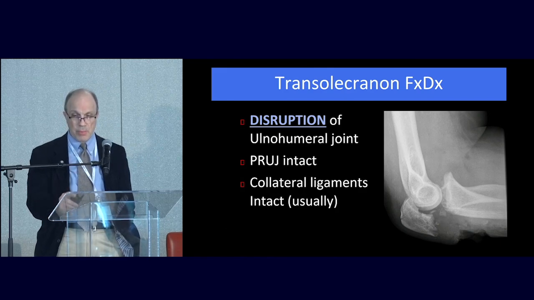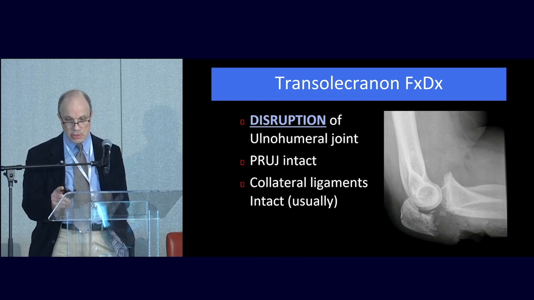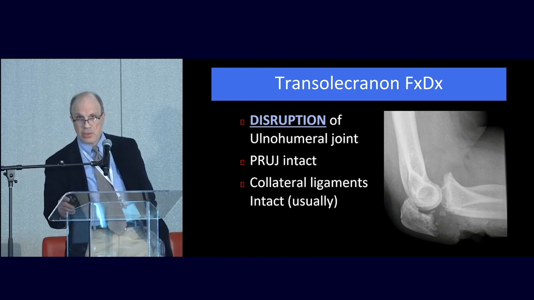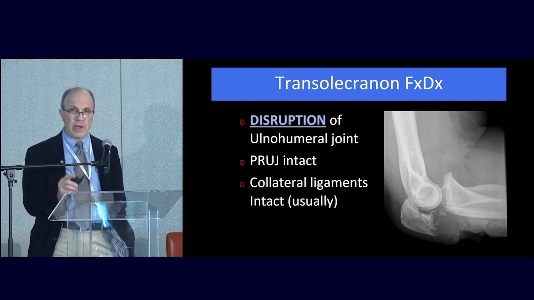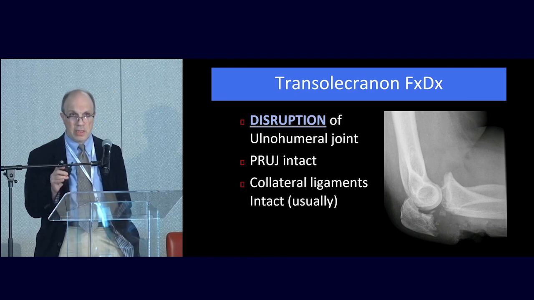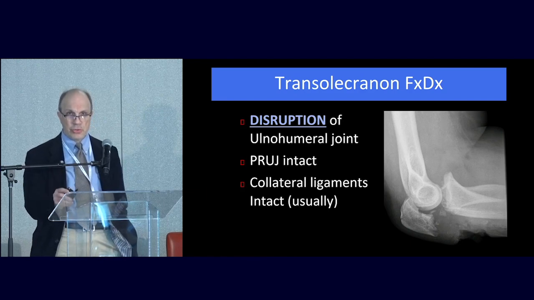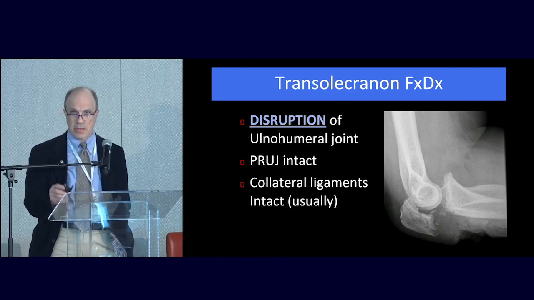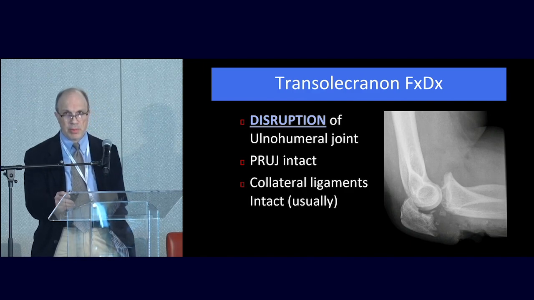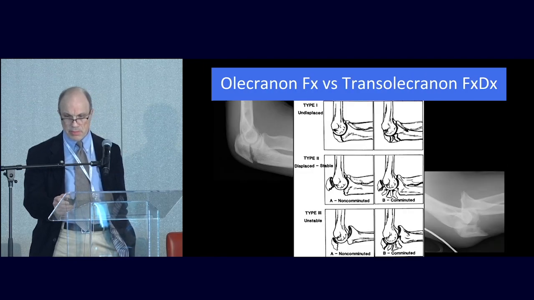You have disruption of the ulnohumeral joint. Commonly, the PRUJ is intact, not always, but the collateral ligaments are usually intact. So the typical transolecranon fracture dislocations are a bony injury, and the ligaments are usually not involved. So it's not a soft tissue instability problem, it's a bony instability problem.